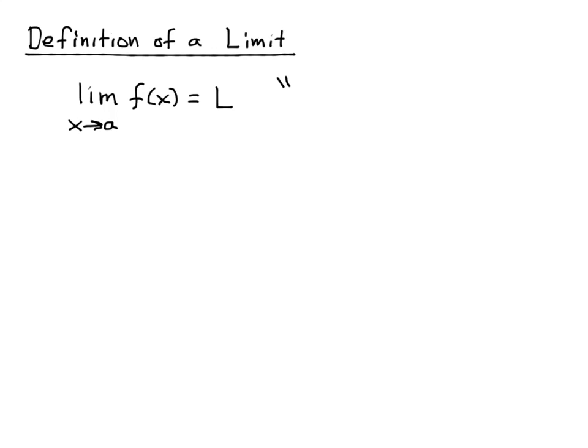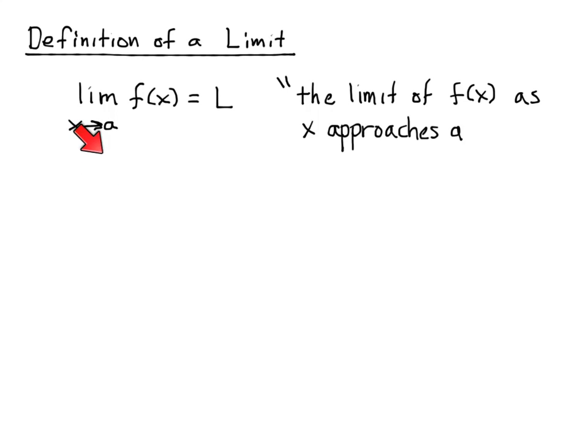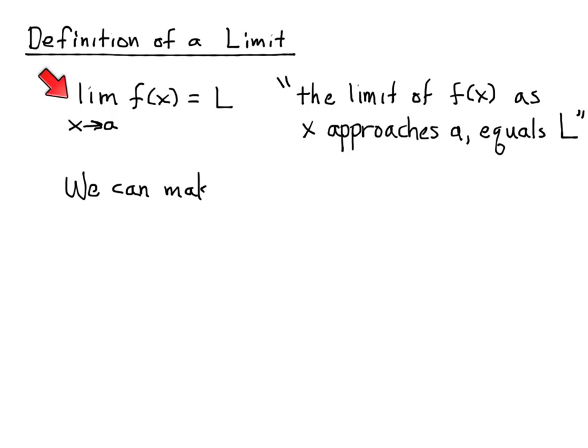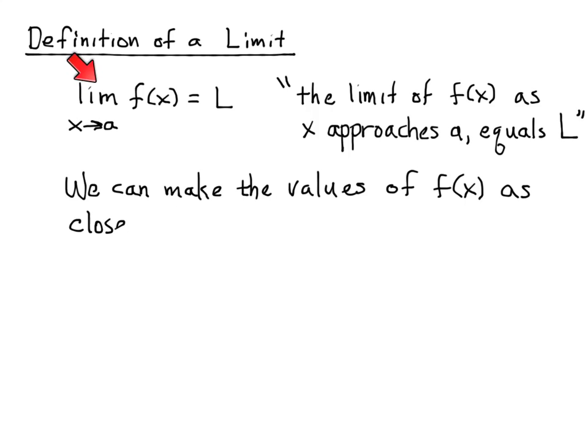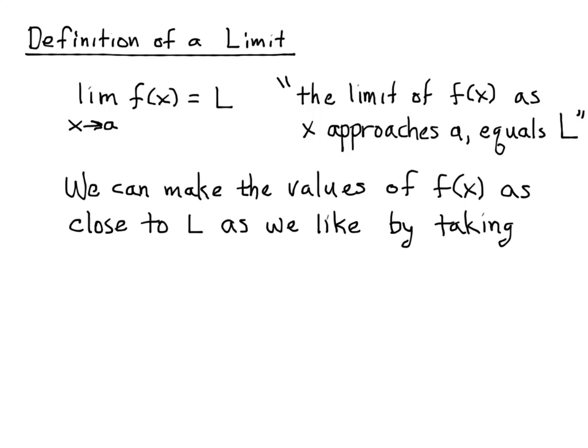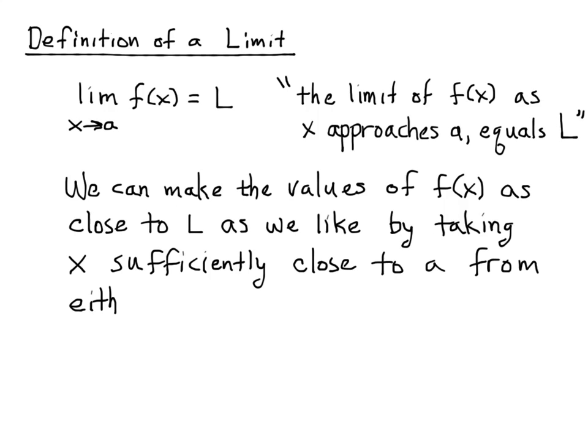Okay, so we're going to look at the definition of a limit. When we use this notation where you have x with a little arrow that goes to a, what that means is the limit of our function f at x as x approaches a equals L. So that means I'm going to take x and get as close as possible to a, as close as you like, and find the value that ultimately is the limit.